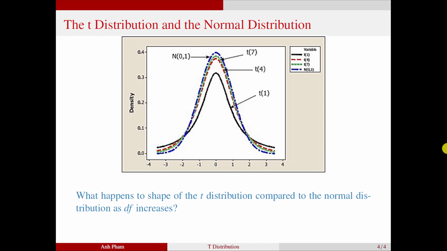If we look at the graph closely, what happens to the shape of the t-distribution compared to the normal distribution as the degree of freedom increases? Pause the video and think about it for a moment.